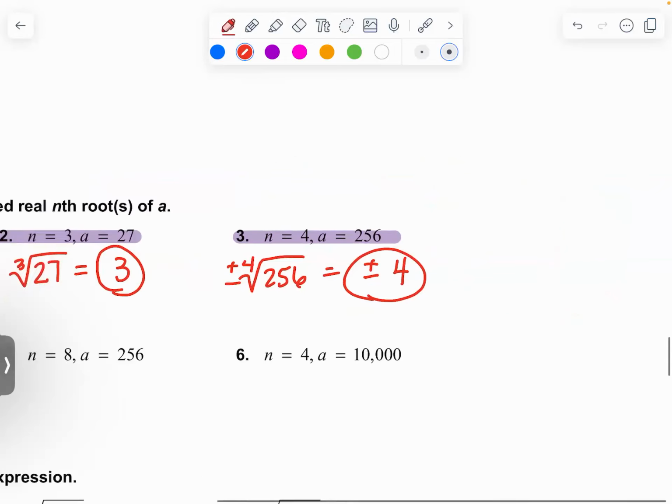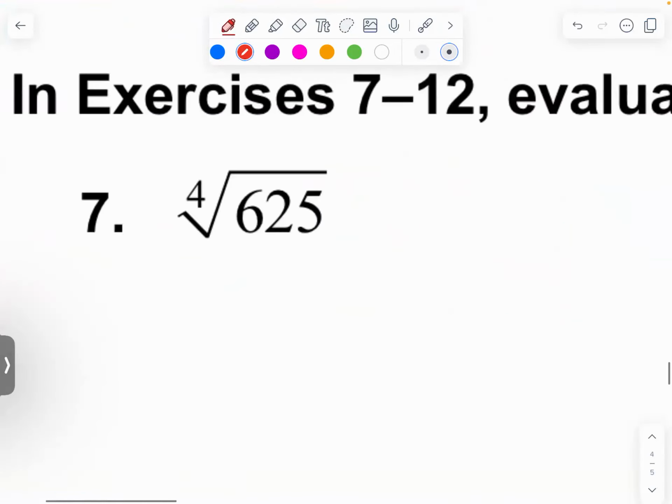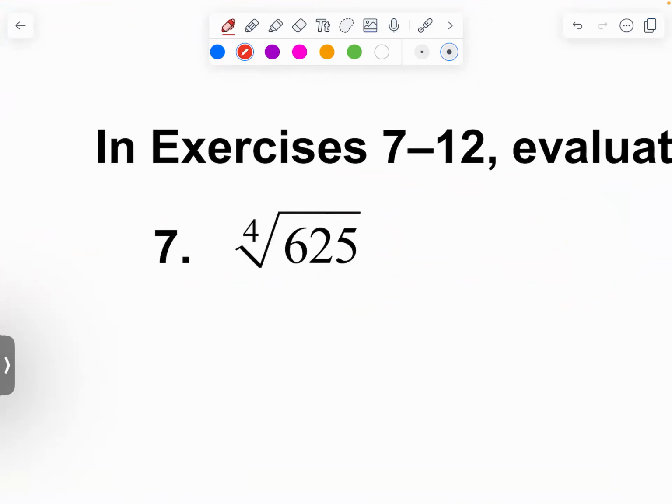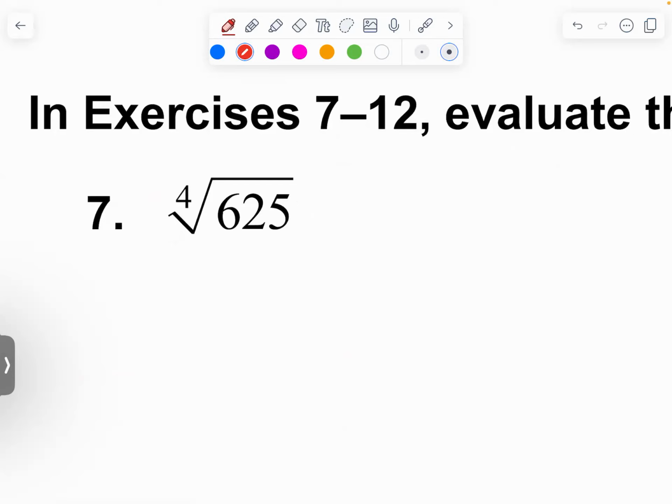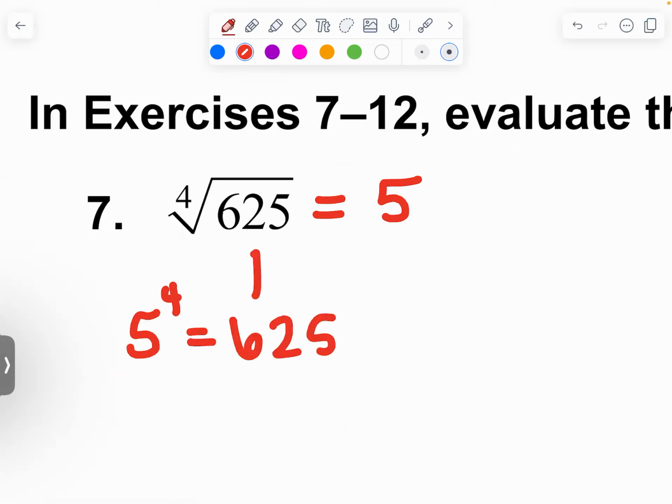Okay. All right, so now let's talk about the difference here. Let's go to number 7. Number 7, I'm asking you to evaluate this number. Am I asking you for the roots? No, I'm just asking you to take this number and give me the answer. So there's no plus or minus here. I just want to know what number to the fourth is 625. 5? Yeah, because 5 to the fourth is 625. So the fourth root of 625 is 5.